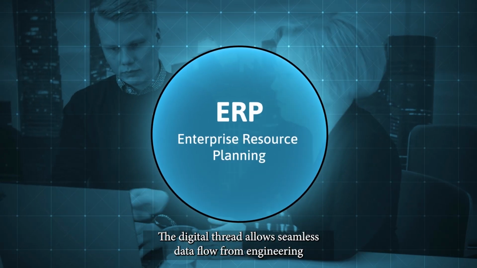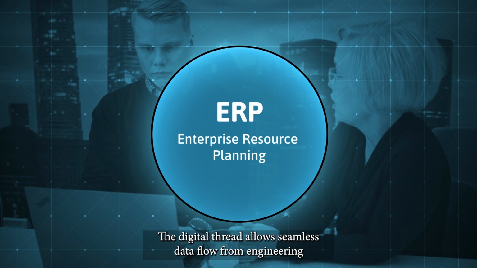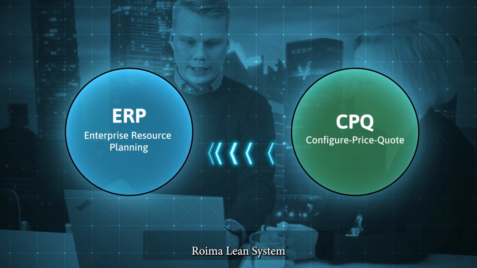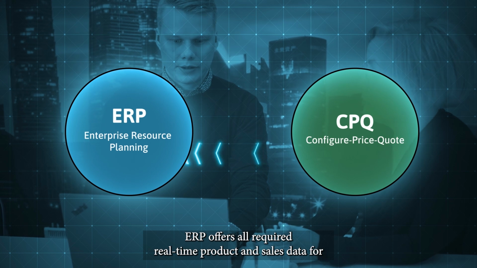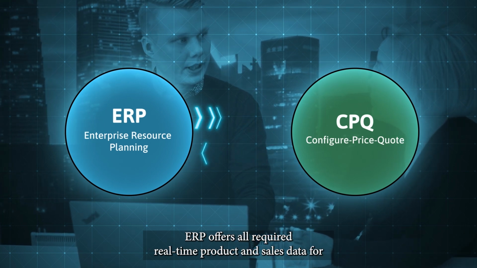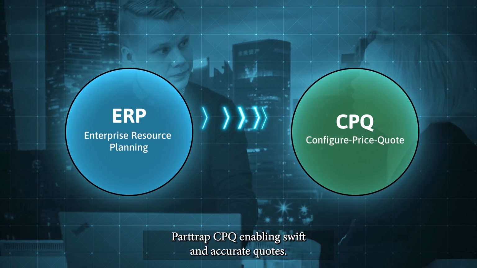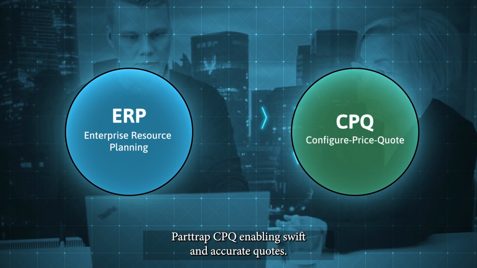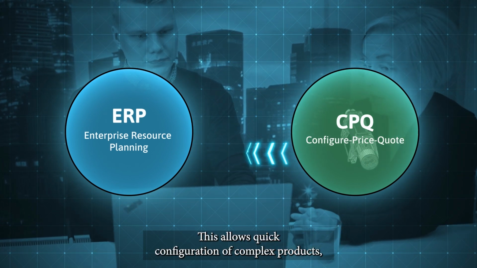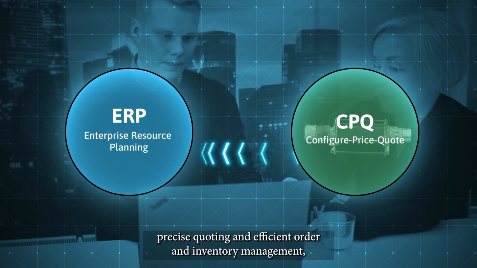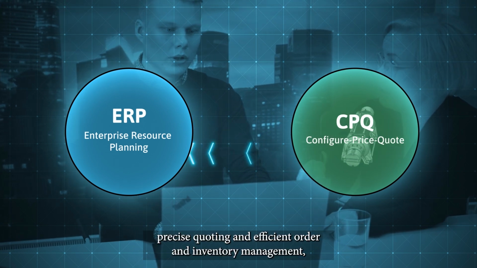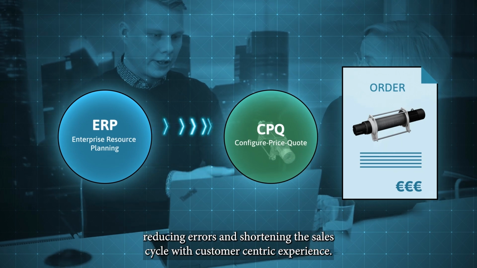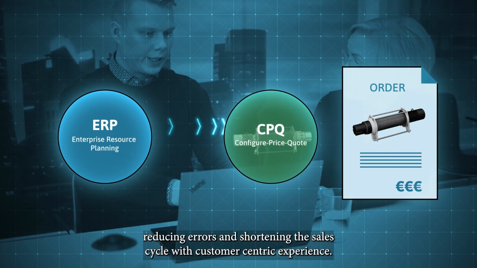The digital thread allows seamless data flow from engineering to sales, streamlining the sales process. Roima Lean System ERP offers all required real-time product and sales data for PartTrap CPQ, enabling swift and accurate quotes. This allows quick configuration of complex products, precise quoting, and efficient order and inventory management, reducing errors and shortening the sales cycle with a customer-centric experience.